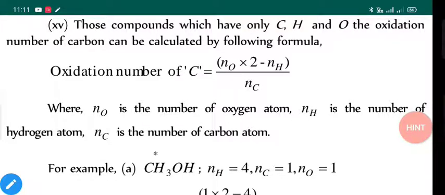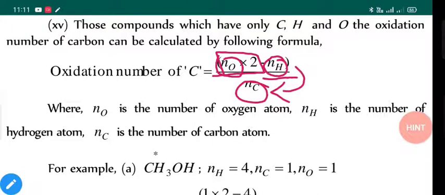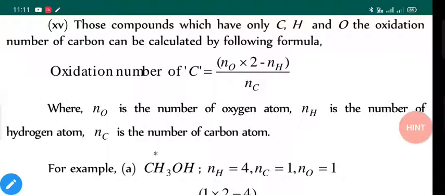So as we can see, we need the number of oxygen and the number of hydrogen divided by the number of carbon. So we have a simple equation: number of oxygen multiplied by 2, minus number of hydrogens, divided by carbons. It will give us the oxidation number of carbon. Now as we know, oxygen carries a -2 charge. That's why the number of oxygen is multiplied by 2.